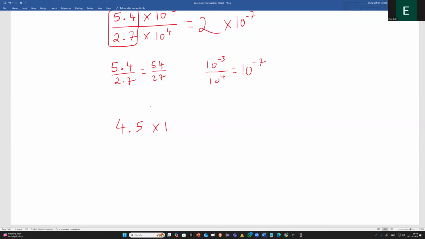Let's try, say we had 4.5 times 10 to the 8 over 1.5 times 10 to the minus 3. Actually, no, I'm going to change that. Let's do 1.5 times 10 to the 8 over 7.5 times 10 to the minus 3. So if you have a go at that one.